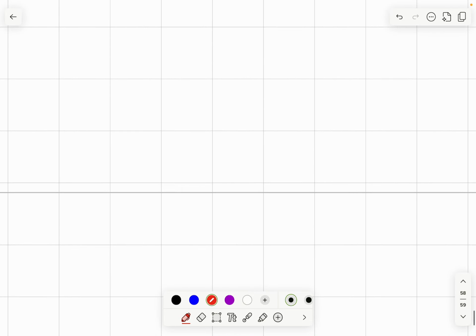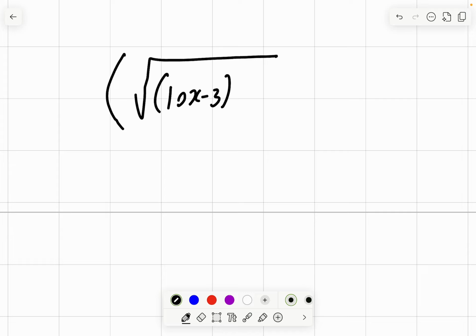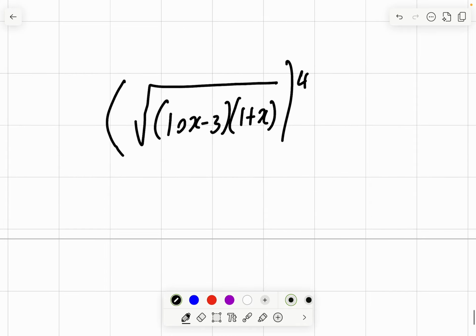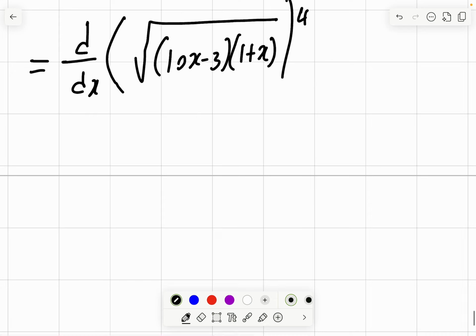So let's check another question. We are having 10x minus 3, 1 plus x, all to the 4. So I'm going to say d over dx equals. Before, I'm still simplifying. I haven't yet started to derive.